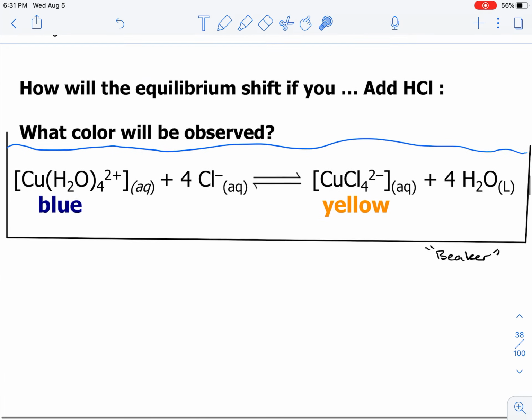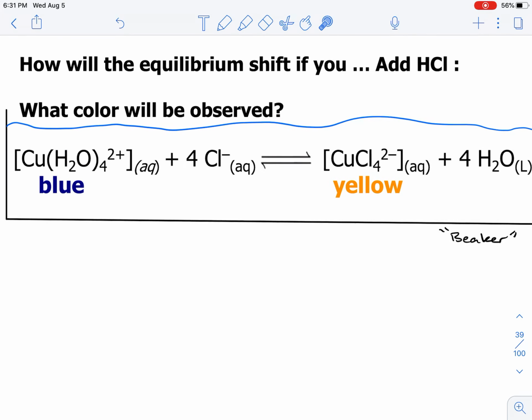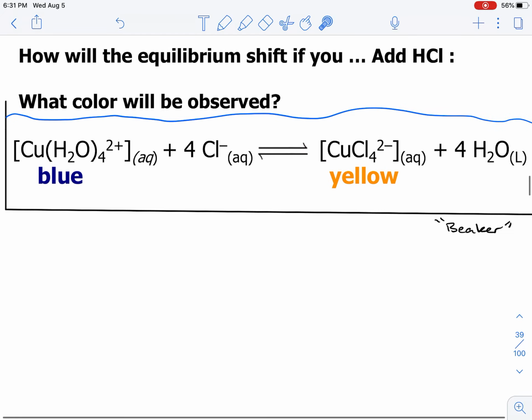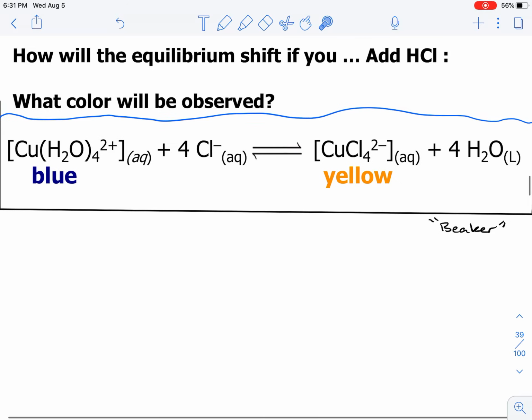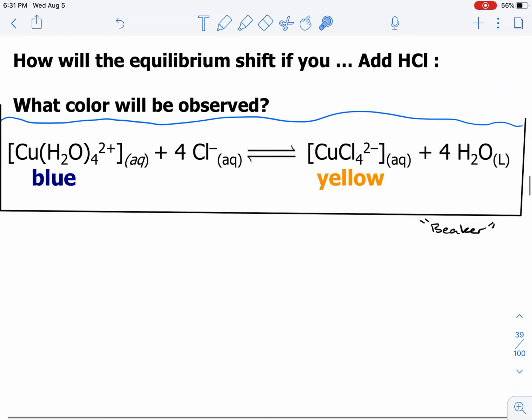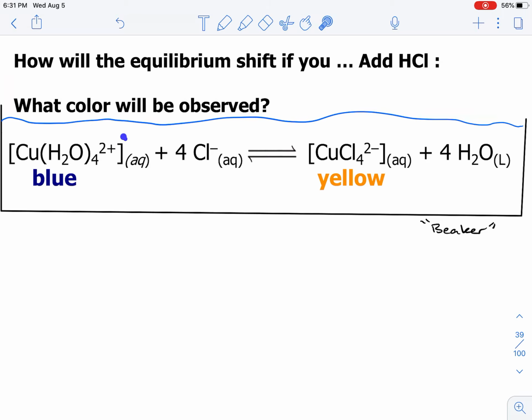So let's go ahead and apply this theory to a chemical reaction. Here we have an equilibrium with this copper metal complex, and it turns out that the color of this is blue, and we have this other metal complex, the color of which is yellow. Let's just say that they're at an equilibrium. If you mix blue and yellow, it makes green. So if you see green, then you have equal amounts of these two.